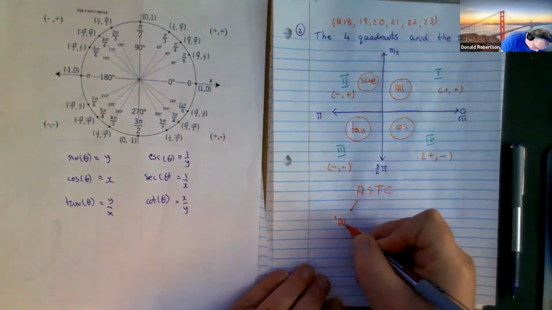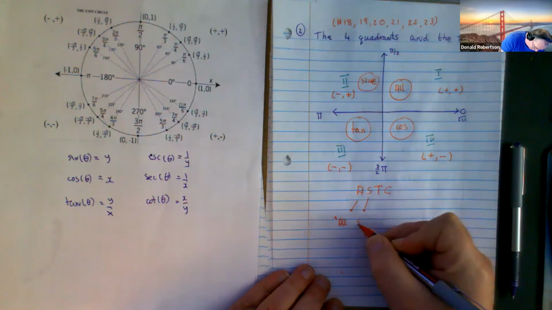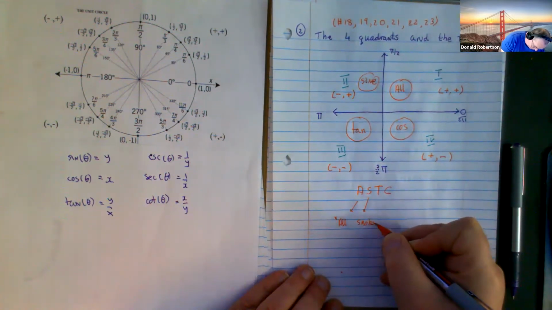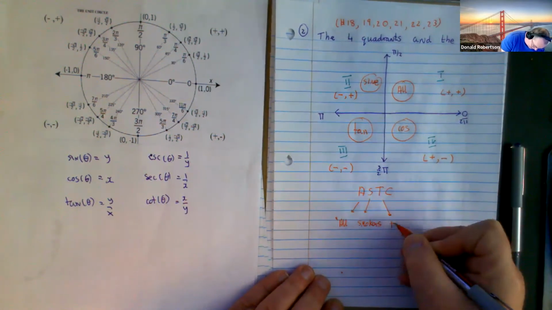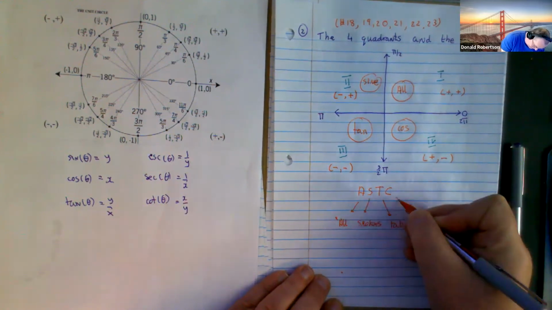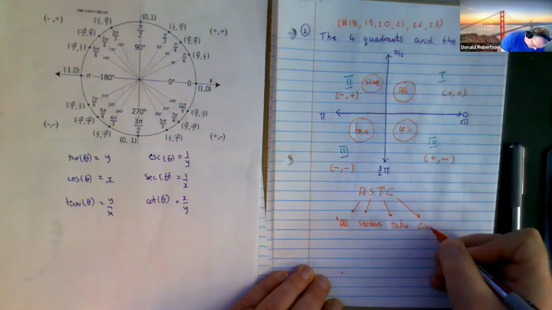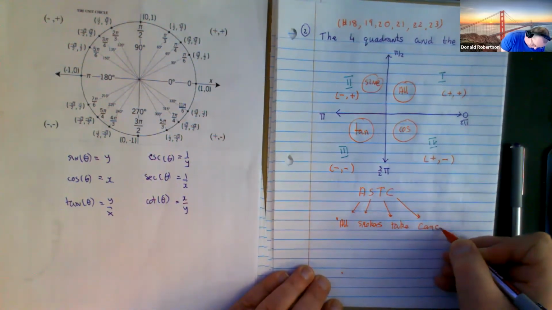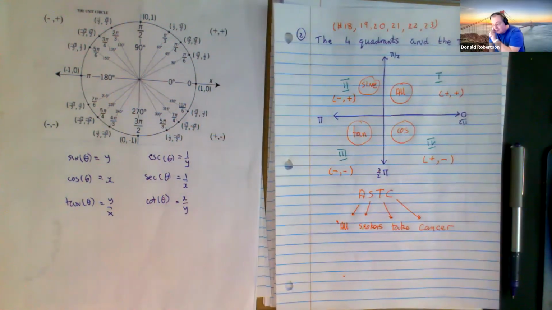Here it goes. All smokers take cancer. That's a kind of depressing one, but it helps you remember it, right? All sine, tan, cos. All smokers take cancer.